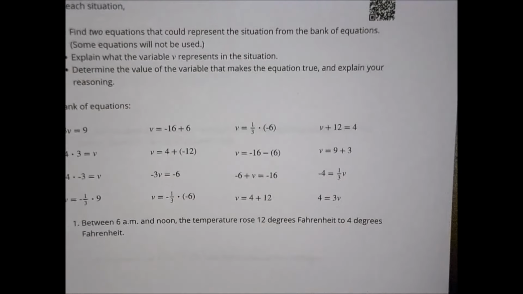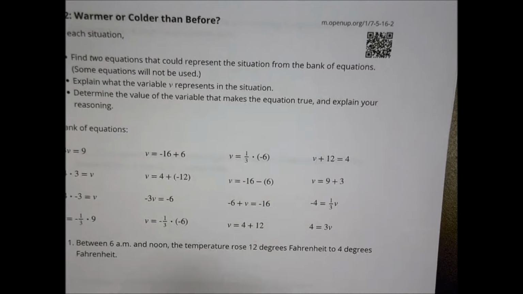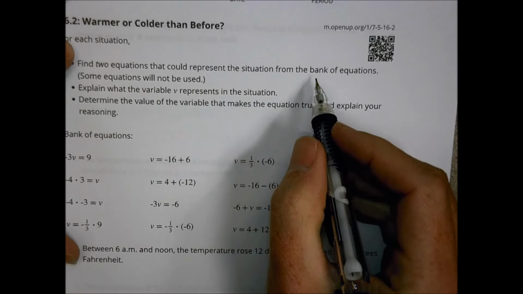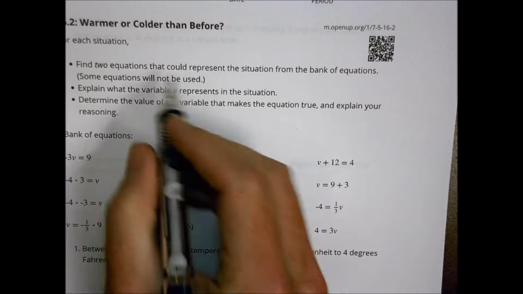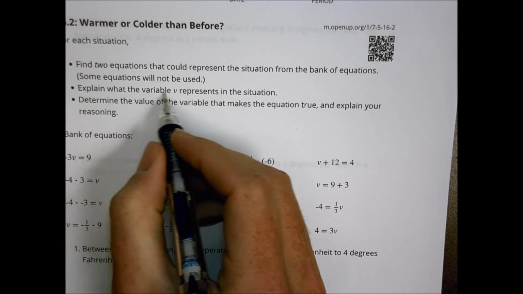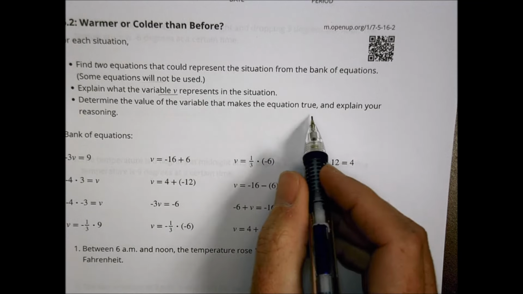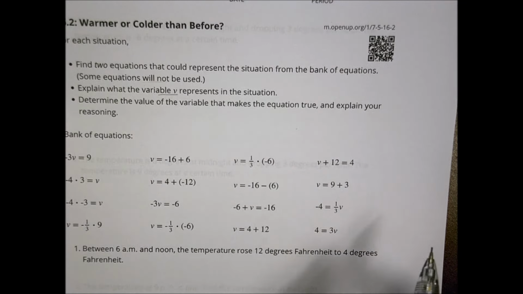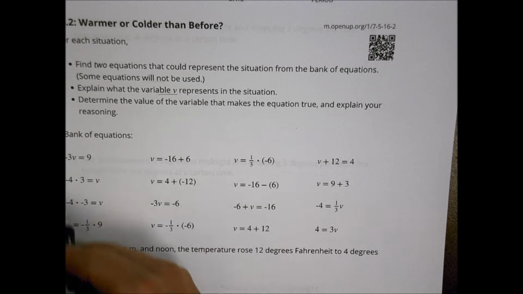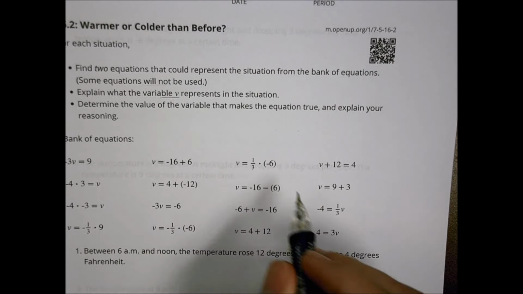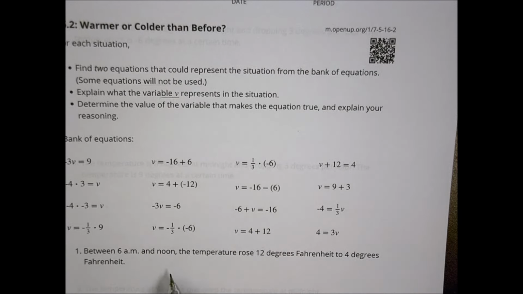In 6.2, it's called warmer or colder than before. It says find two equations that could represent the situation from the bank of equations. Some will not be used. And explain the variable v, what it represents, and then determine the value of the variable that makes the equation true, and explain your reasoning. Okay, so we have a variety of equations right here, and we're going to go through some questions down below and see which ones go with it.